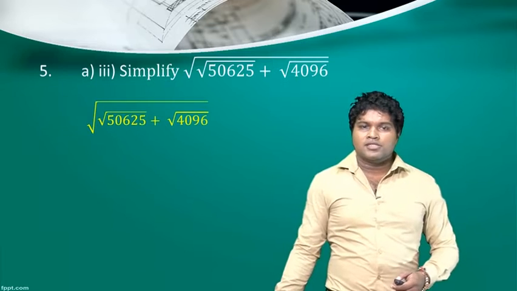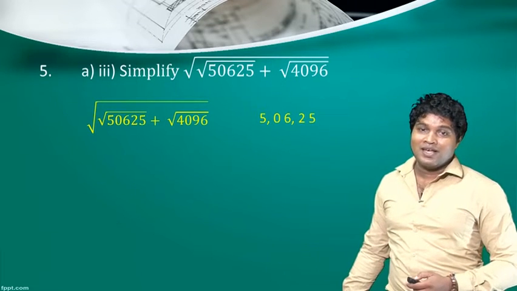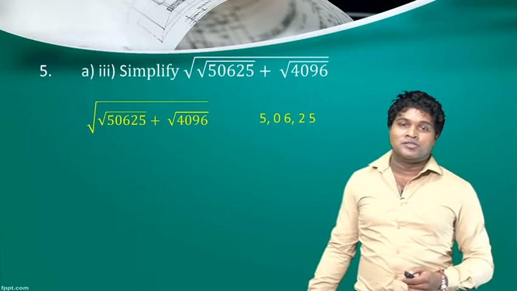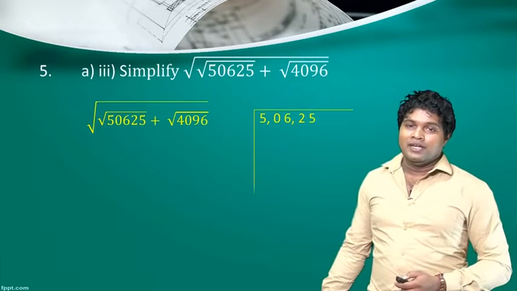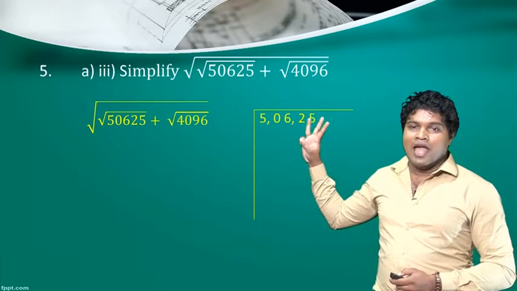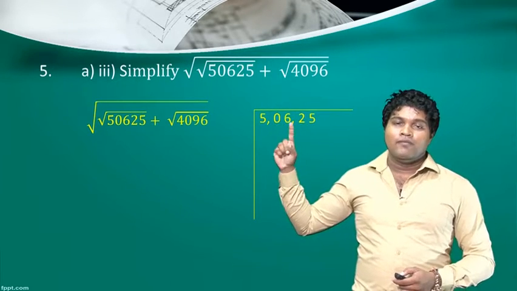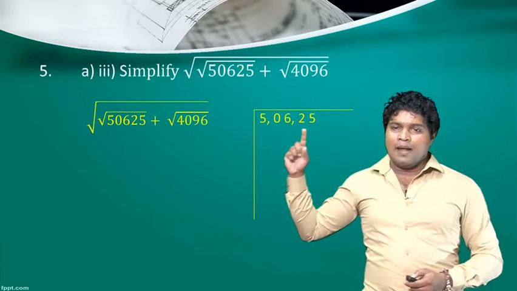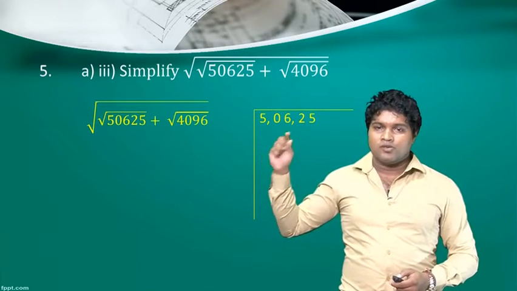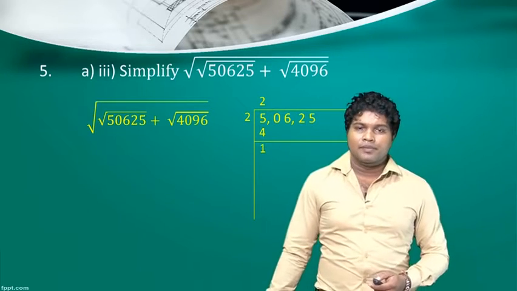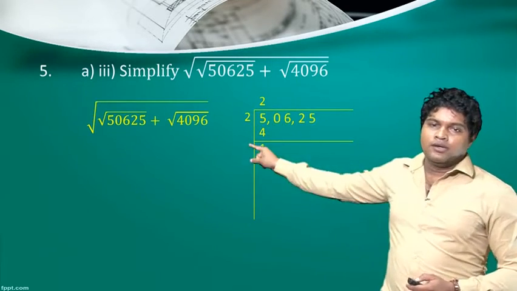Okay, let us try. Yes, I have separated 50,625 into 3 parts. Then division. The answer will have 3 digits, because there are 3 separated parts, right? First 5. What is the first approximation number? 4. The square number is 4, 2 times 2. Then what's the remainder? 1. You have to take down 0, 6.